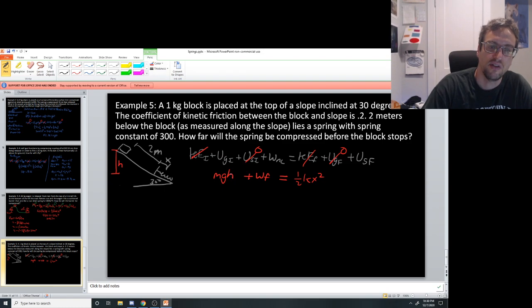Here's the thing where it gets a little tricky. We need to get all these variables in terms of x. So h, first off, h over this distance, 2 plus x, equals sine theta, or sine of 30 degrees. We know what this angle is. So h over 2 plus x, that means that I can replace h with sine of 30 times 2 plus x. So this is 9.8 times 2 plus x all times 1/2, which is sine of 30.